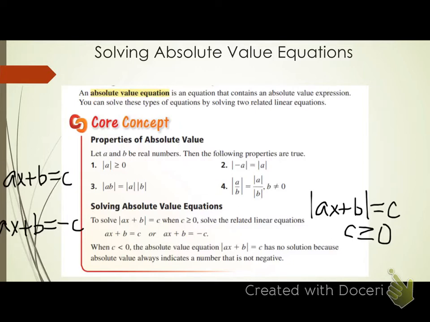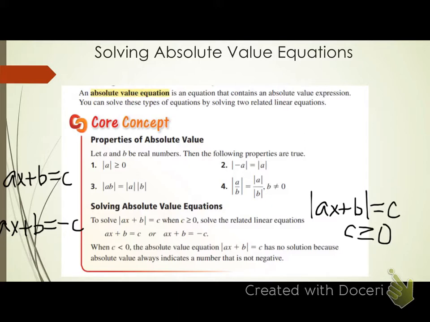So my first equation that I set up will always be the exact same as my original equation, just without the bars. Okay? My second equation will look very similar. I just have to make my C value negative. And that's my two equations that I set up to solve. And that's how I'm solving my absolute value equations. We are going to see examples, so hopefully it'll make a little more sense once we get to them.